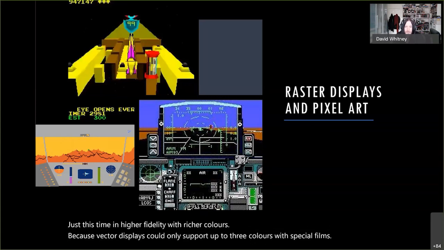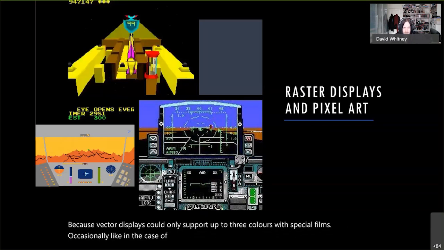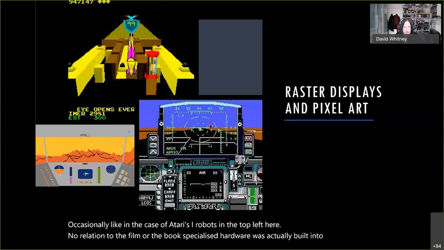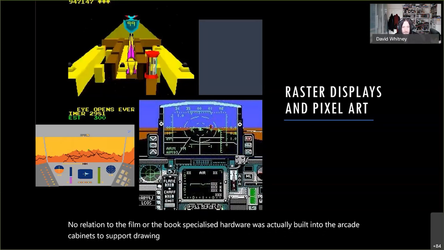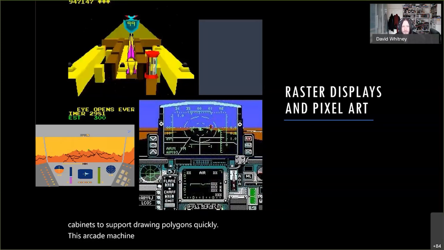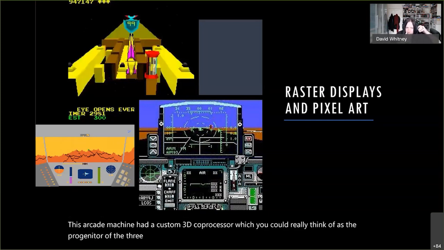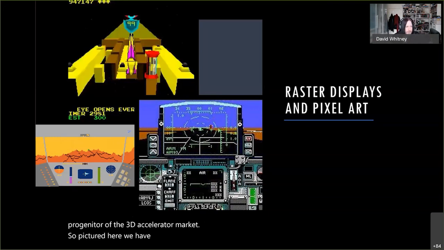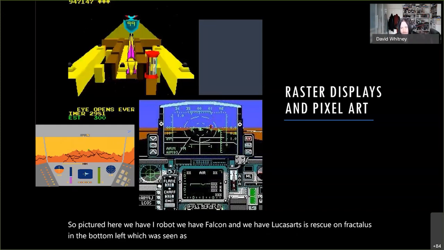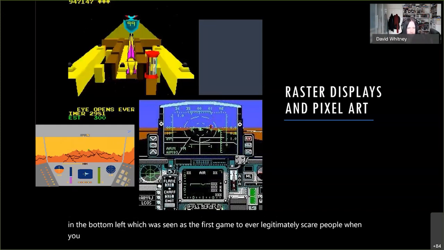Occasionally, like in the case of Atari's I, Robot in the top left here, no relation to the film or the book, specialized hardware was actually built into the arcade cabinets to support drawing polygons quickly. This arcade machine had a custom 3D coprocessor, which you could really think of as the progenitor of the 3D accelerator market. So pictured here, we have I, Robot, we have Falcon, and we have LucasArts' Rescue on Fractalus in the bottom left, which was seen as the first game to ever legitimately scare people when you encountered aliens and didn't know if they were friendly or not.